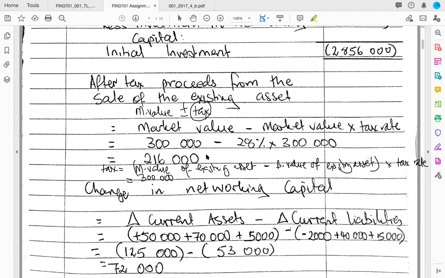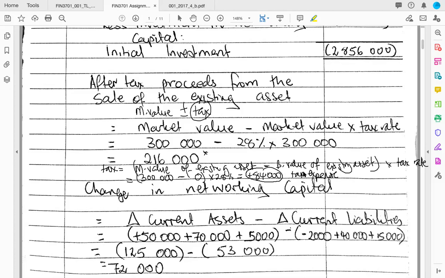So in this case, we take the market value of the existing asset, which is 300,000. Sorry, this is just a bit of a shortcut, so I'm taking you through how I actually got this 216. The book value of the existing asset is 0, and I'll explain why. Then we multiply by 28%. 300,000 minus 0 times 28% gives us 84,000, right?